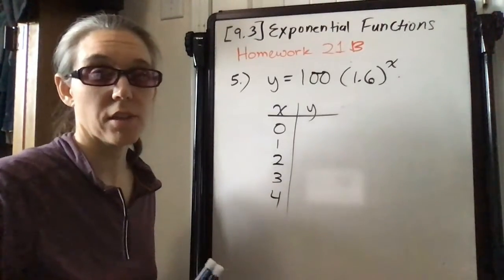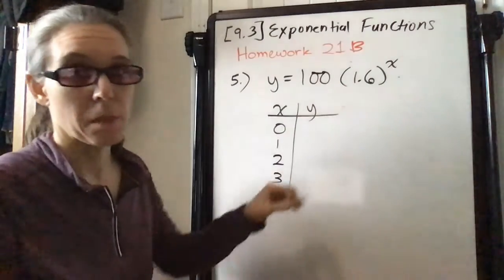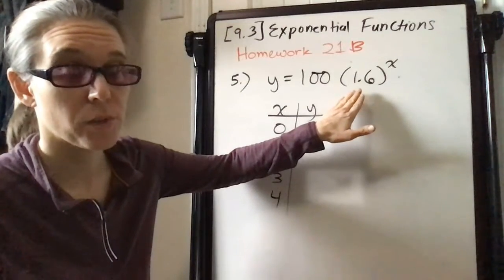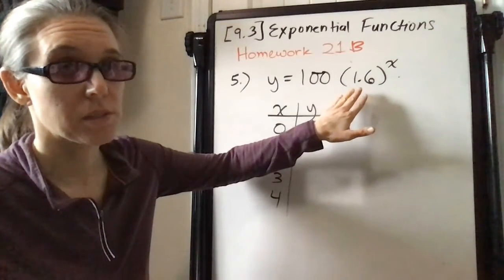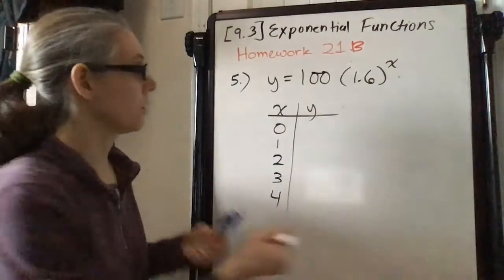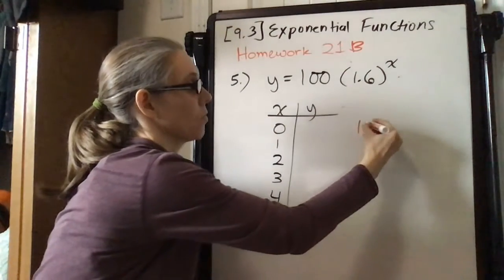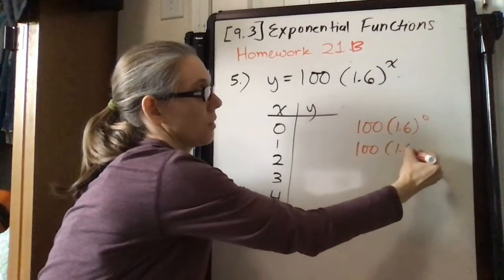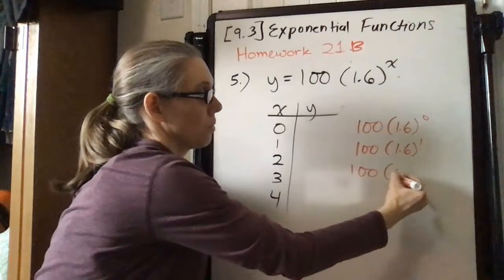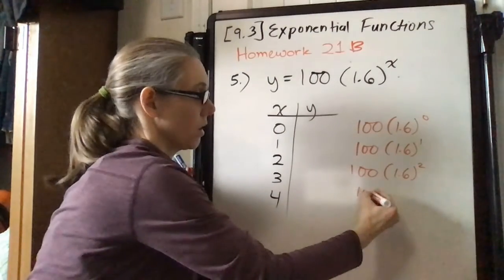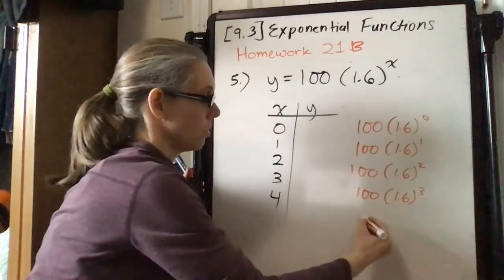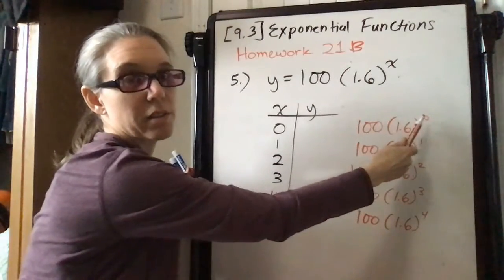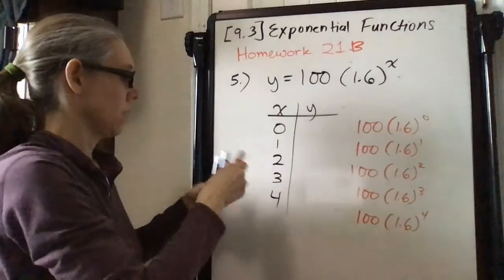So for question number 5, you don't have to graph, you just have to fill in the table. But this one's a little different because we have a decimal. Still exponential growth. Notice 1.6 is still greater than 1, so we still have exponential growth. So for each of these, you're going to evaluate: 100 times 1.6 to the 0 power, 100 times 1.6 to the 1 power, 100 times 1.6 squared, 100 times 1.6 cubed, 100 times 1.6 to the 4th power. So 1.6 to the 0 power is still 1. 1 times 100 is 100.